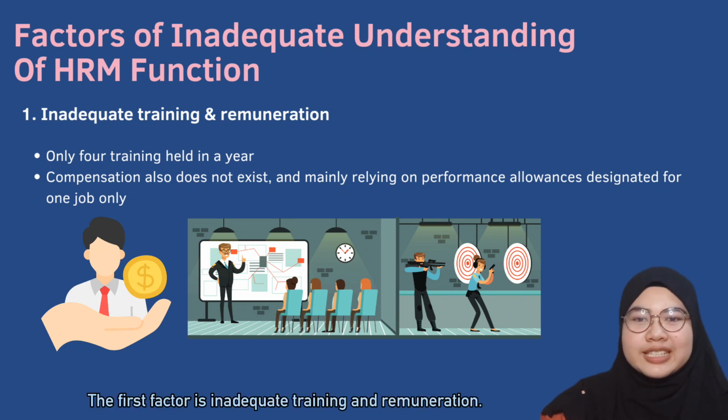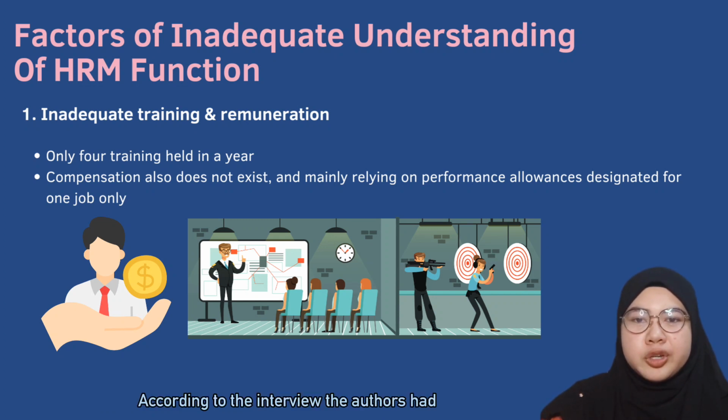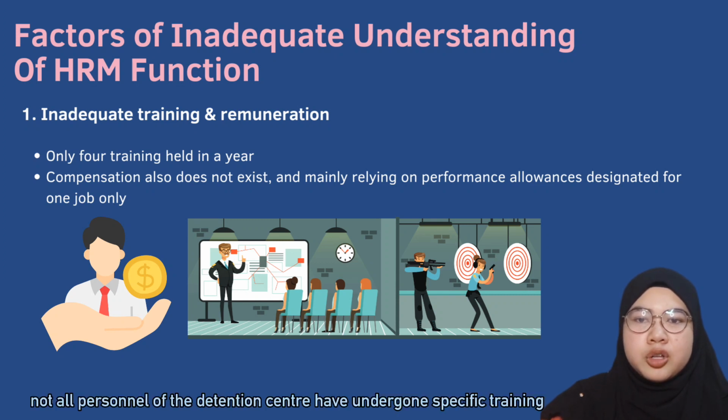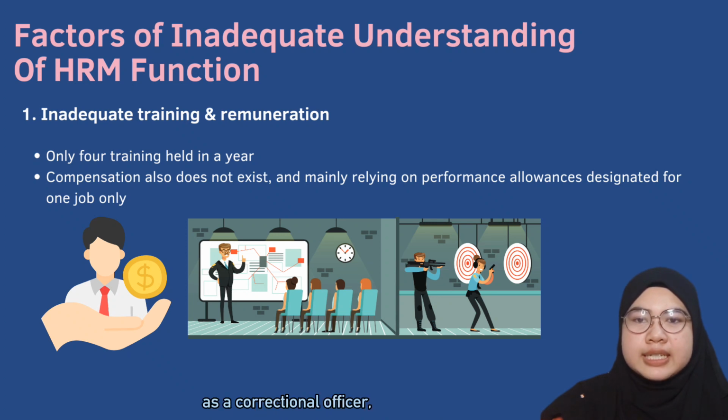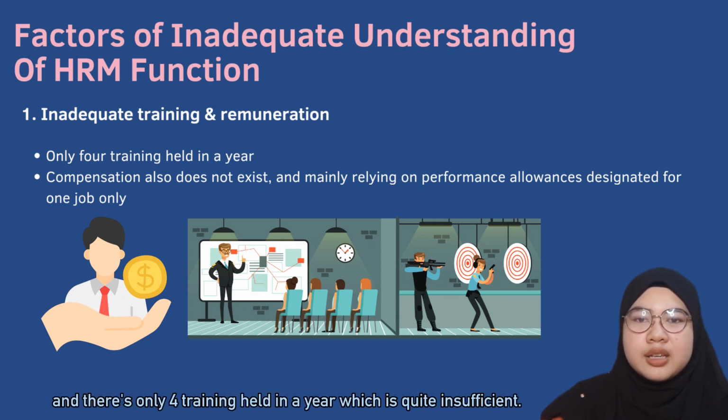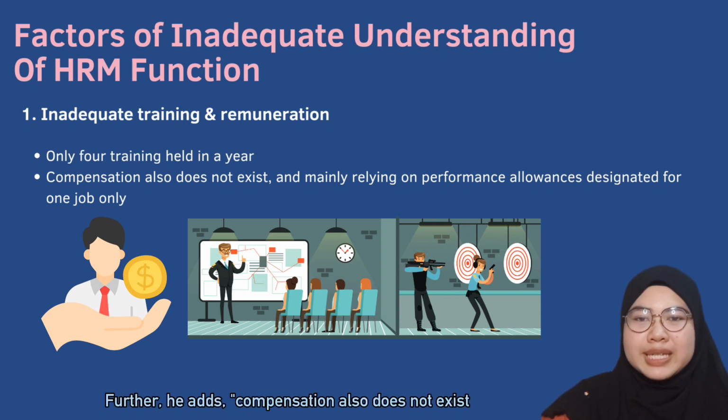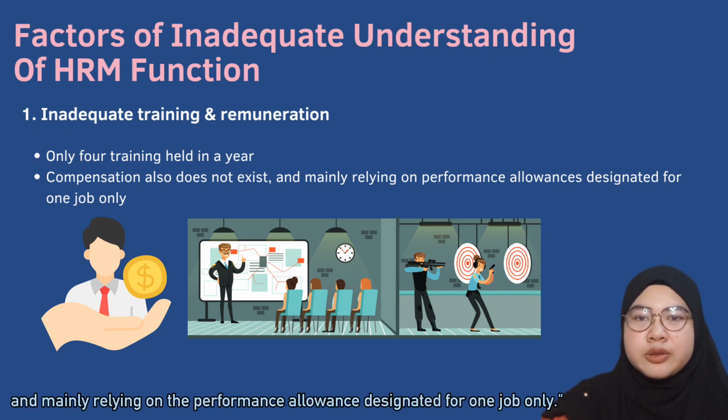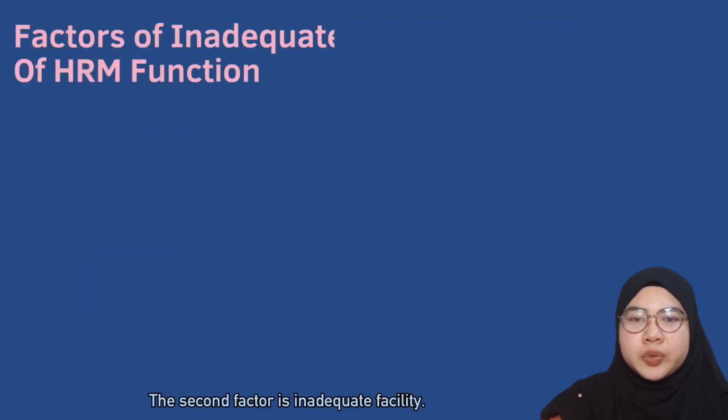The first factor is inadequate training and remuneration. According to the interview the author had with the head of Denmark Detention Center, not all personnel of the detention center have undergone specific training as correctional officers, and there are only 4 trainings held in a year, which is quite insufficient. Further, he adds, compensation also does not exist, mainly relying on the performance allowance designated for one job only.